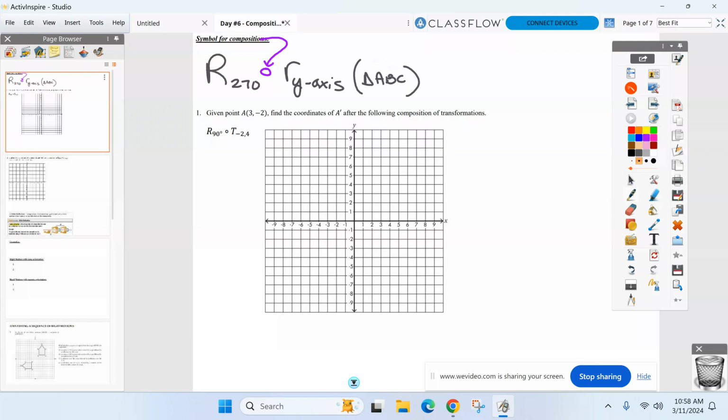Here's where it's going to get awkward for many of you. Everyone's going to say, all right, I'm going to take triangle ABC and rotate it 270. Nope. Compositions are performed right to left. Let's say that again. These are performed right to left.